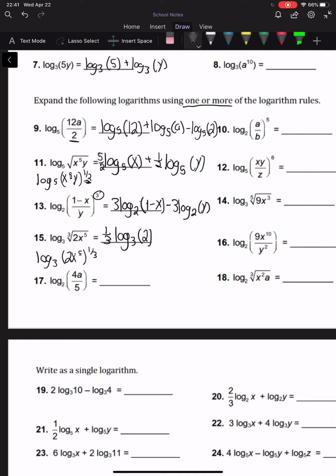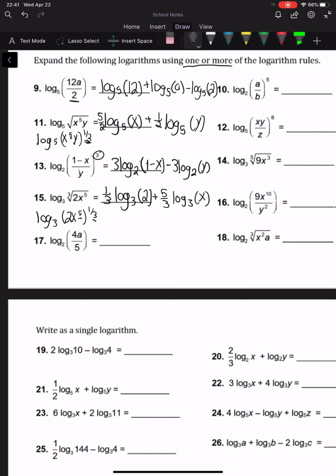Okay, so this part's nice and easy. So now here comes the harder part. We have to multiply this 5 and the 1/3 for our exponents to bring up front. And so we're going to add to it 5/3 log base 3 of x.